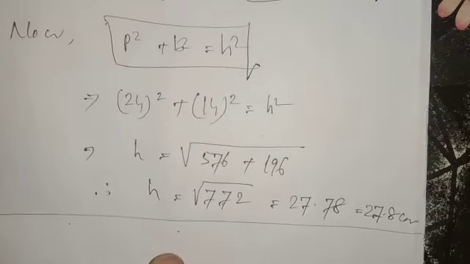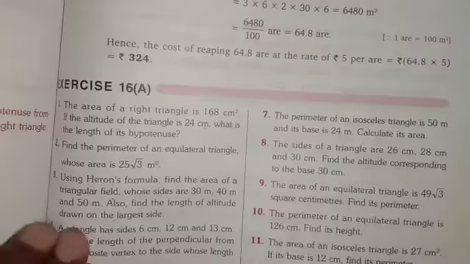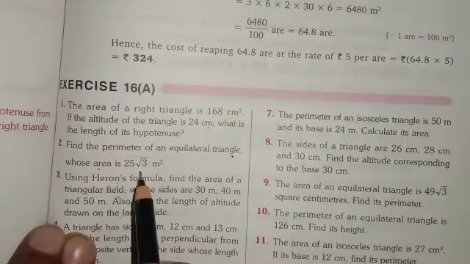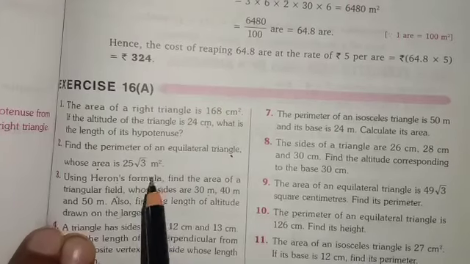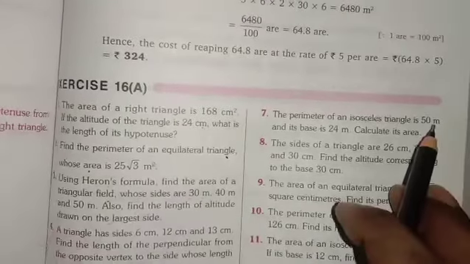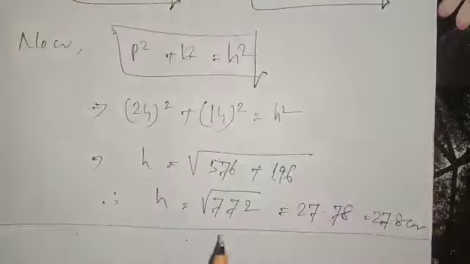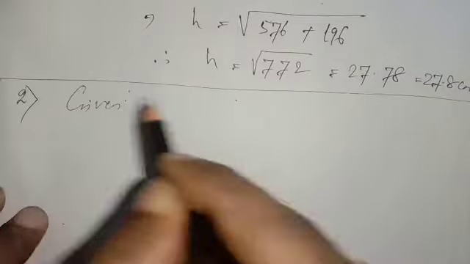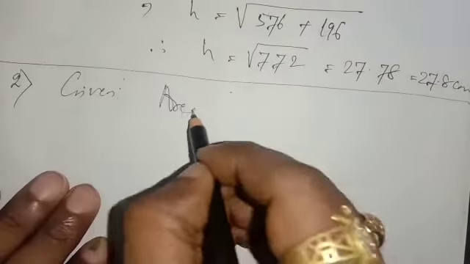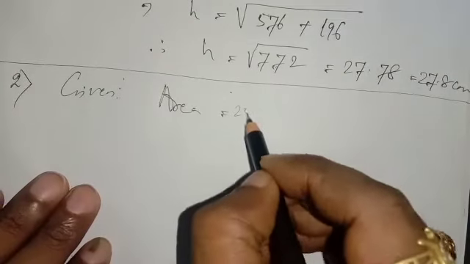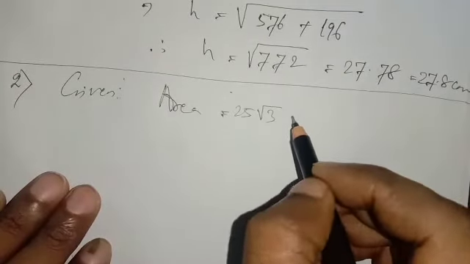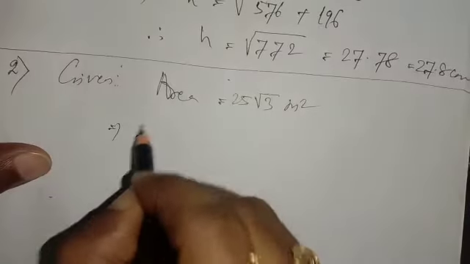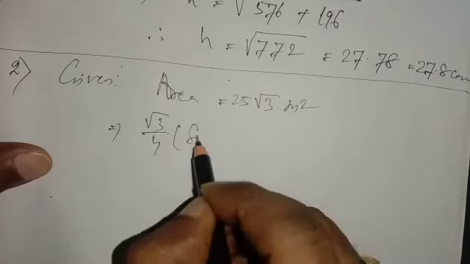Okay. Let us go to question number 2. Find the perimeter of an equilateral triangle whose area is given 25 root 3 meter square. Means perimeter you have to find out, equilateral triangle, area given 25 root 3. So first of all, what is given here? Area of equilateral triangle is given as 25 root 3 meter square. As you know, area of equilateral triangle formula is root 3 by 4 into side whole square.